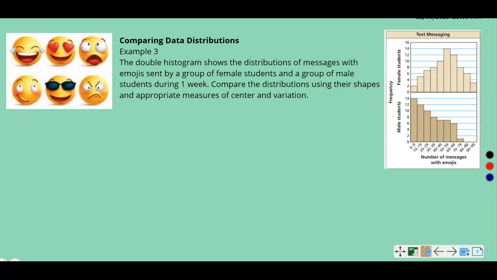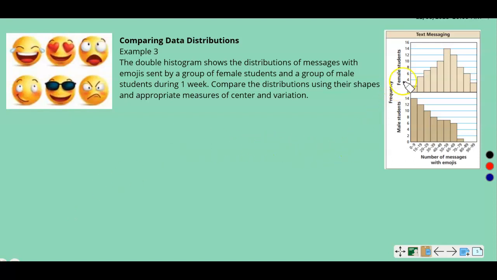Shapes of distributions. This is the second video, and we are starting with example 3, comparing data distributions. The double histogram shows the distributions of messages with emojis sent by a group of female students and a group of male students during 1 week. Compare the distributions using their shapes and approximate measures of center and variation.